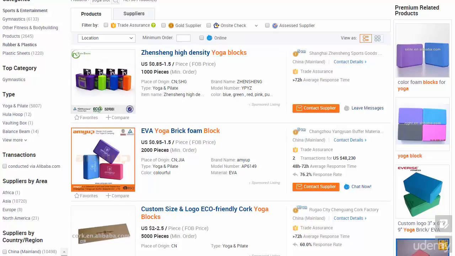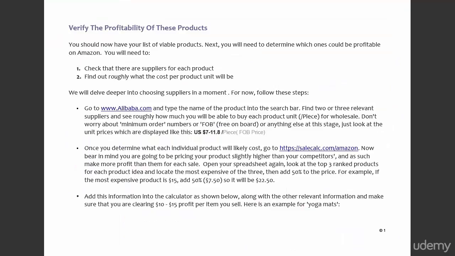Now with that information, going back to the spreadsheet, we need to go to sales calc. And what we're going to be doing, and it's important to mention this now, is we're going to be selling the products more expensively than other people. So we're going to be selling premium. We don't want to sell cheap. We want to sell premium, because premium products, more expensive products, generally tend to sell more than cheaper products, but we'll go into that a little later on.